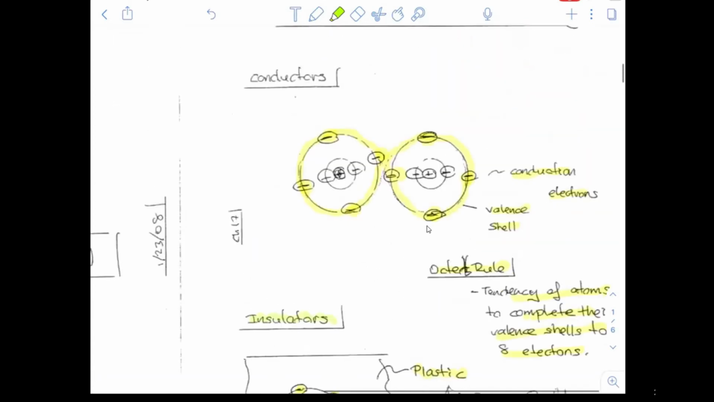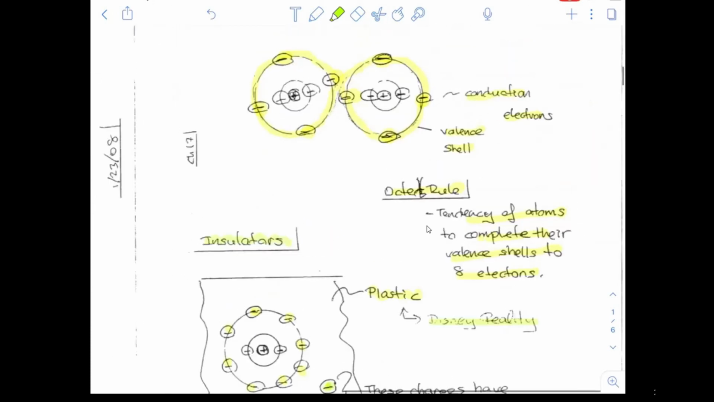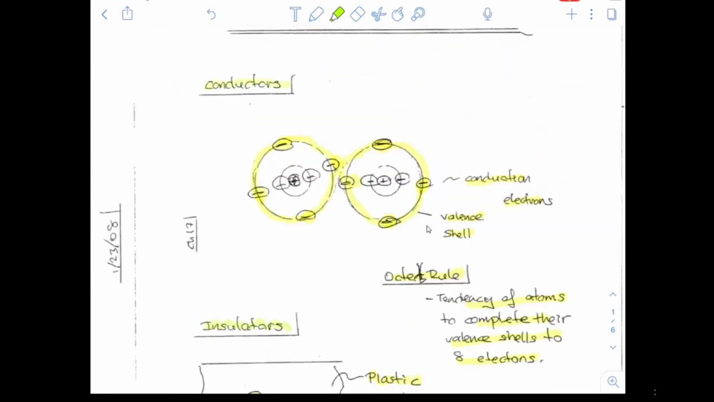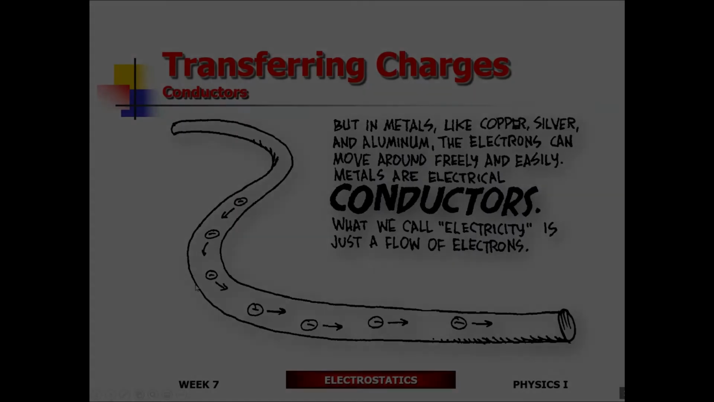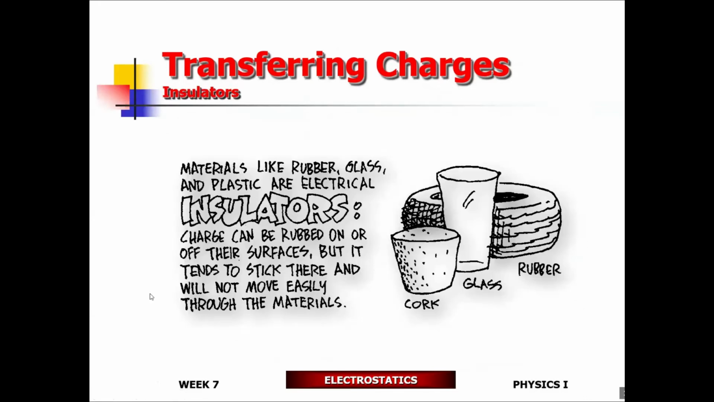When the octet rule is satisfied, the free electrons, when dropped, have no place to go. When the octet rule is not satisfied, electrons are free to jump from atom to atom. They become conduction electrons. That's the simplistic explanation that we will get to use from classical physics. So for conductors, the octet rule is not satisfied. Valence shell electrons are being shared, which means they're free to jump from atom to atom. For the insulator, the octet rule is satisfied. Free electrons are not able to attach themselves to any of the atoms, so they have no place to go.